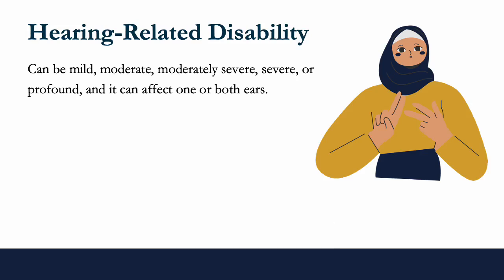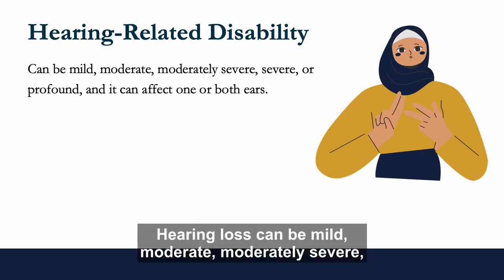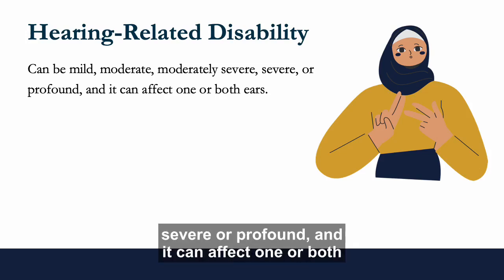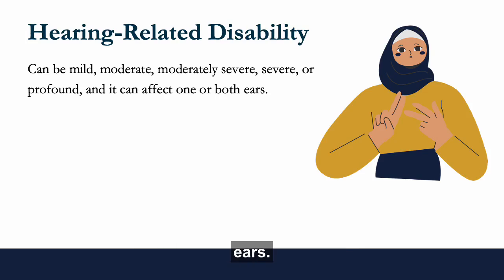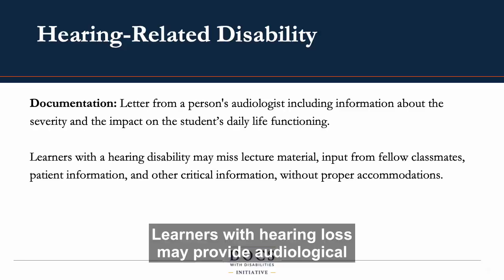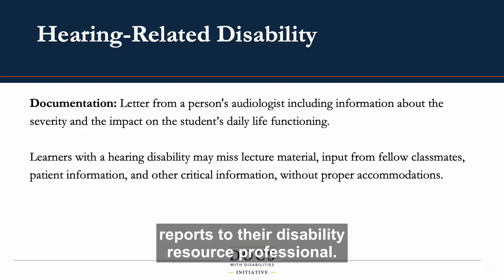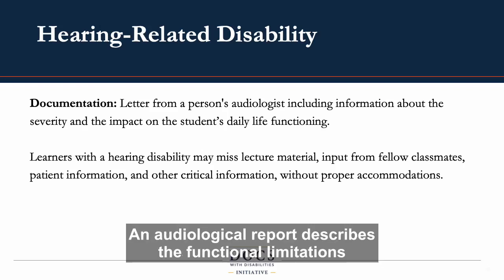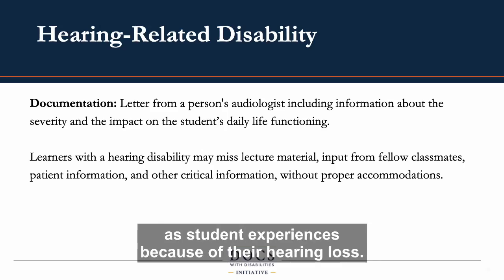Next, we will discuss hearing disabilities. Hearing loss can be mild, moderate, moderately severe, severe, or profound, and it can affect one or both ears. Learners with hearing loss may provide audiological reports to their disability resource professional. An audiological report describes the functional limitations a student experiences because of their hearing loss.